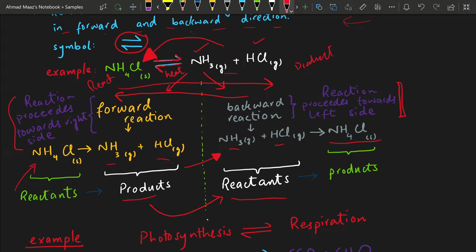Now these reactants will form ammonium chloride. Now this ammonium chloride was the reactant in the forward direction. Now this is the product in the backward direction. This is how reversible reactions work.